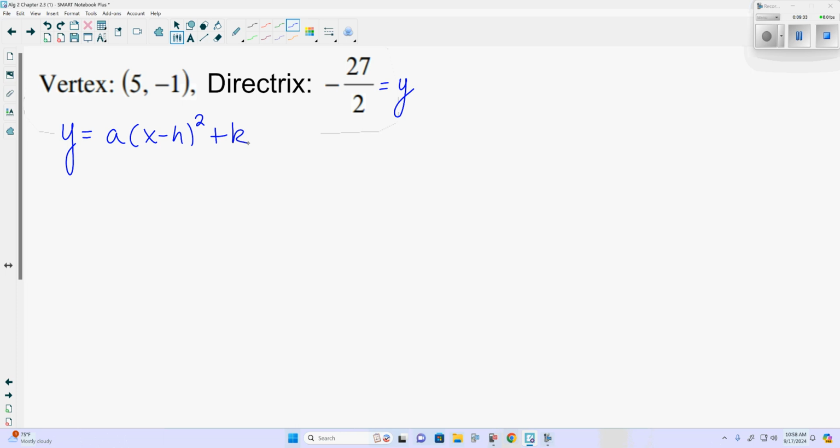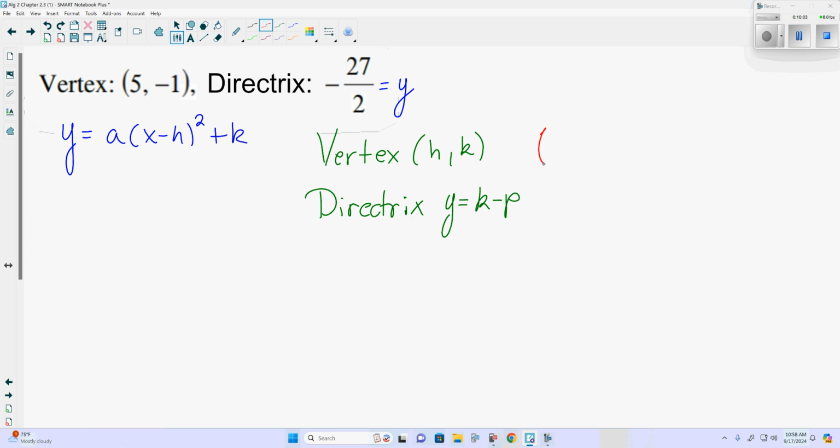Okay. So it told us the vertex and the directrix. In the general form, the vertex is the point (h, k). Our directrix is the equation y equals k minus p. Again, with all this here, I'm going back to the general form each and every time so we can see how everything lines up. Now for us here, they told us the vertex is (5, -1). Our directrix is y equals -27 halves.